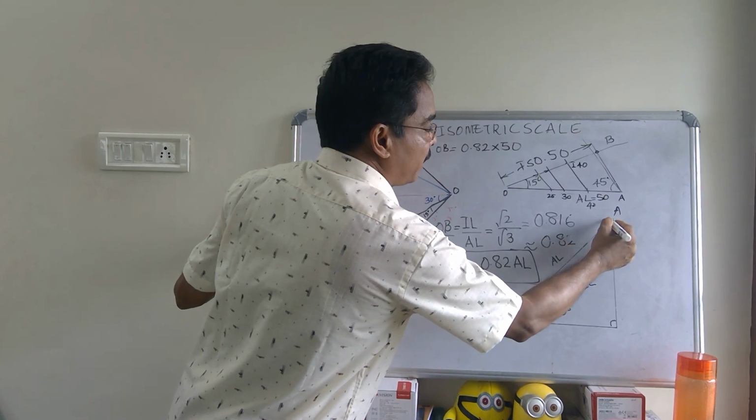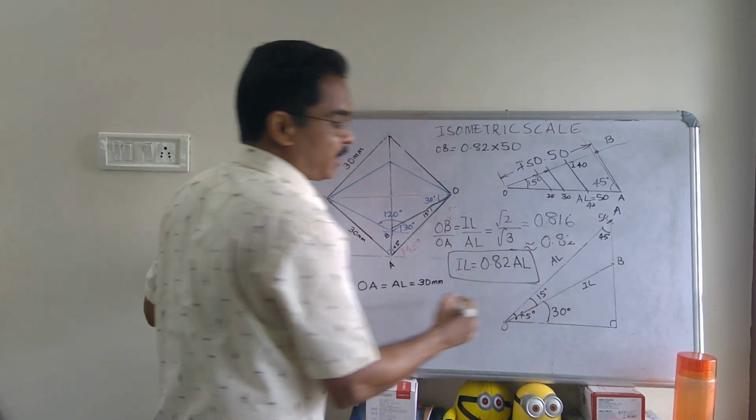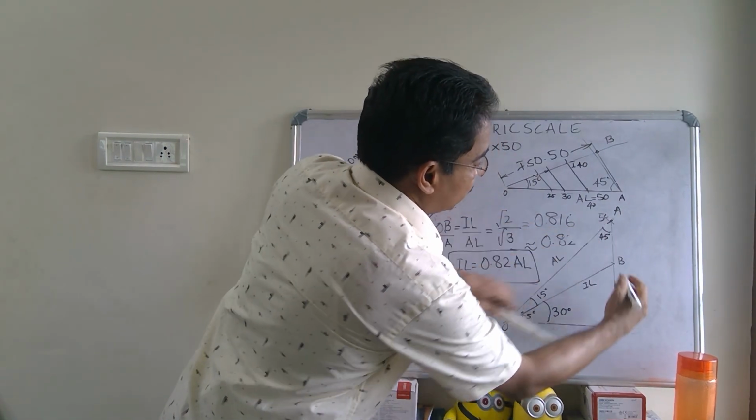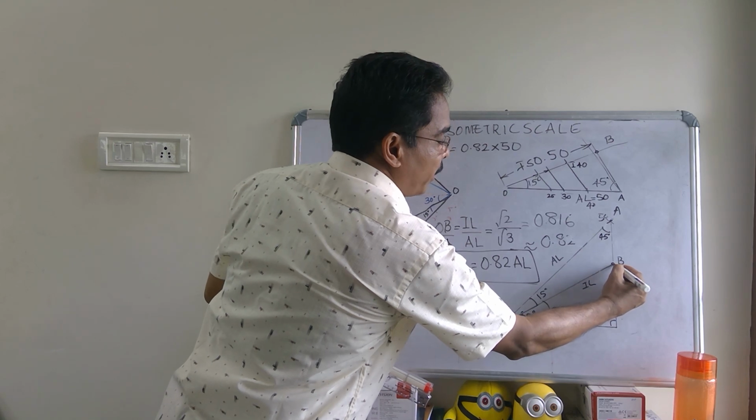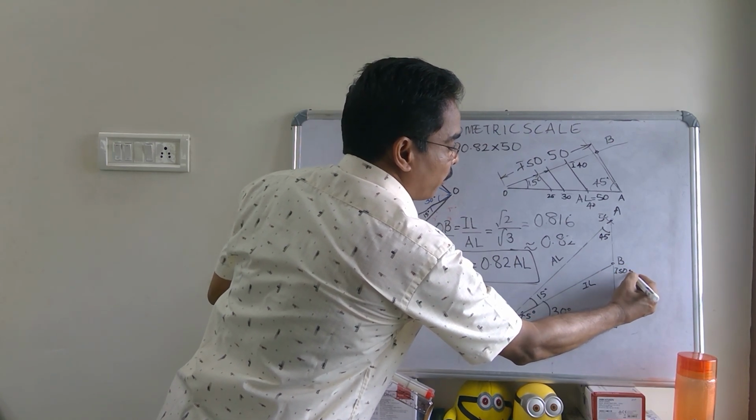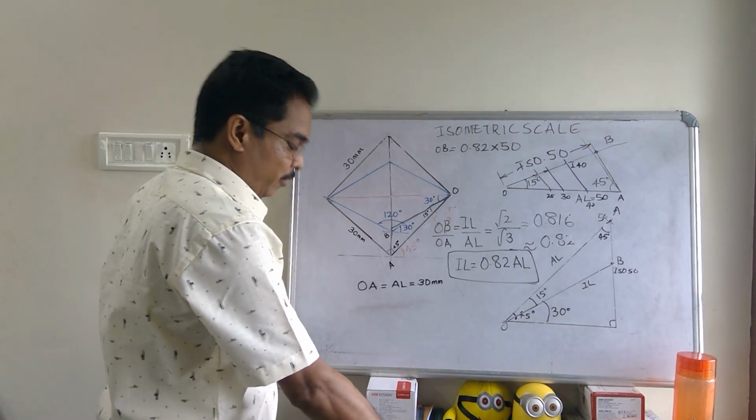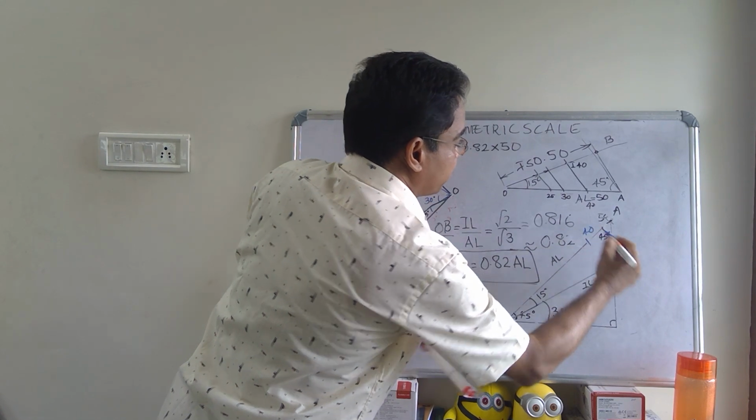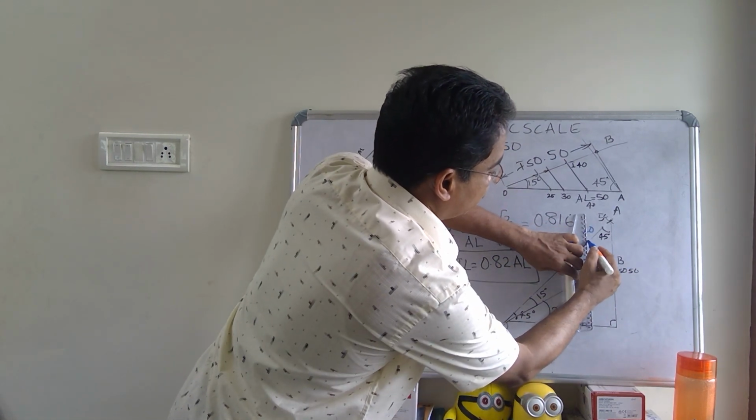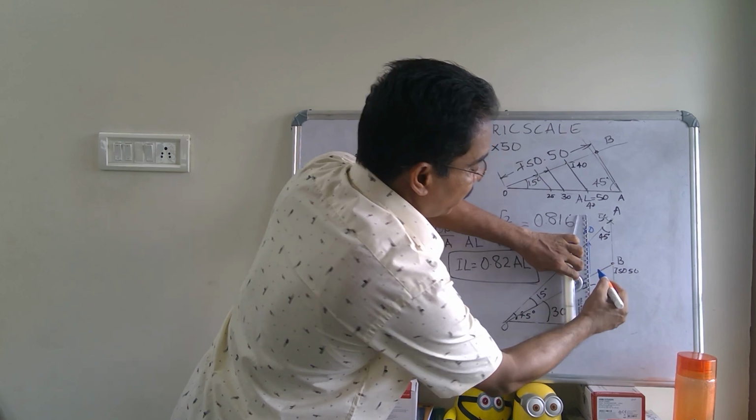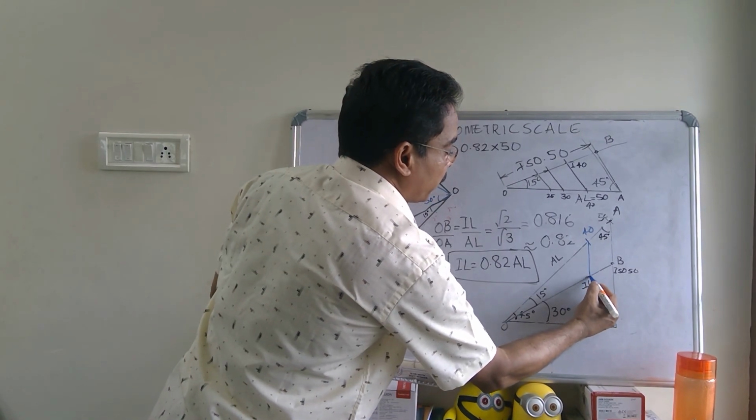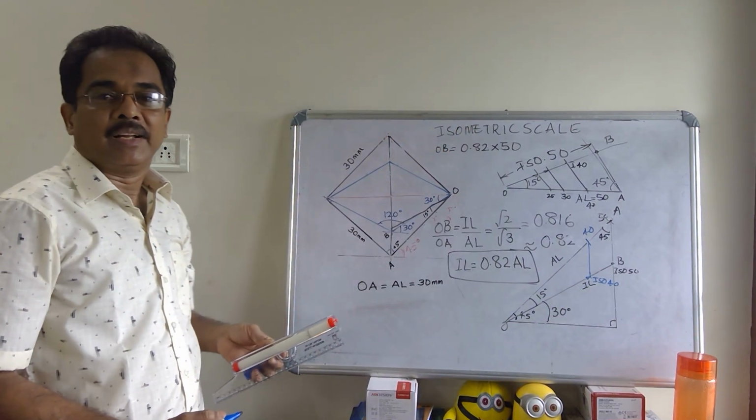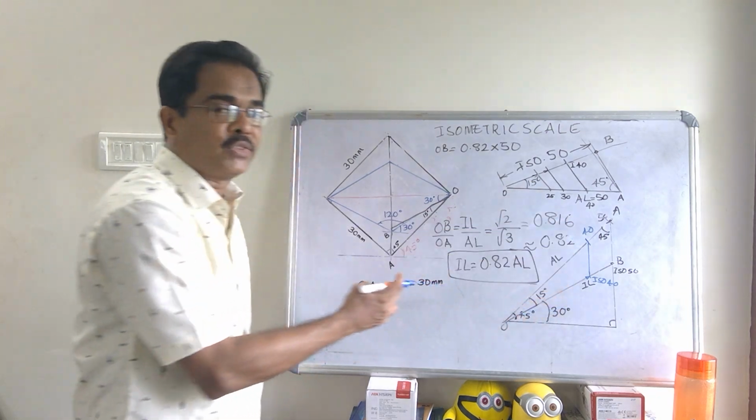Suppose I am marking here 50 mm actual, how will you find out the corresponding isometric length? Draw a vertical line, this will be your corresponding ISO 50. Suppose 40 millimeter, mark here 40, the corresponding ISO 40 is, draw a line parallel to this, or I draw a vertical line, so this will be your ISO 40. Okay, so this is a construction for the isometric scale.